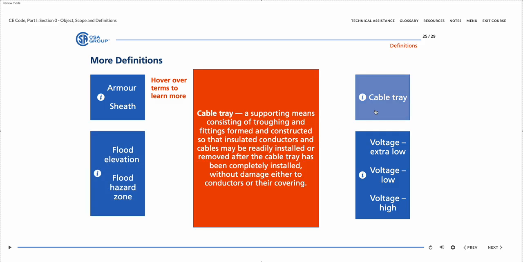Cable tray is used as a supporting means for cables and does not typically enclose the cable. The change aligns with the definition for cable tray system in CSA C22.2 No. 126.1. This proposed change also aligns with the definition of cable tray in the NEC.